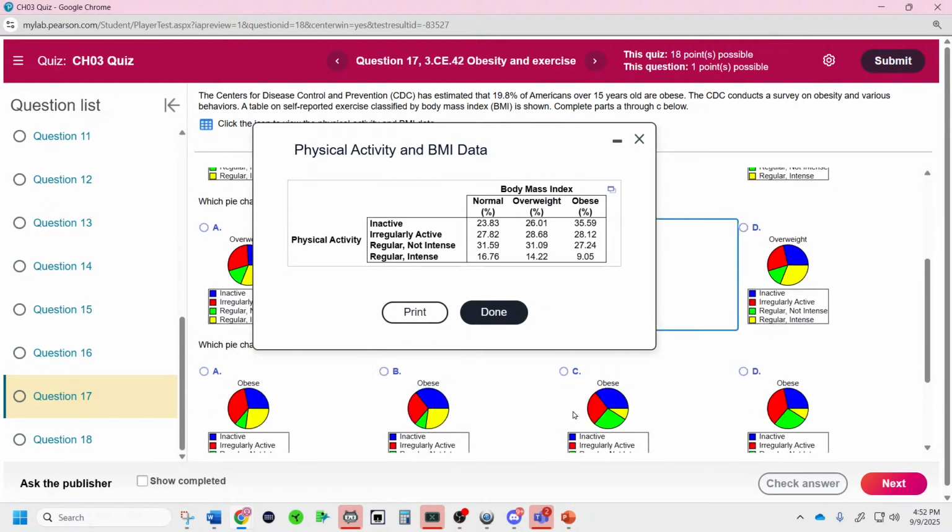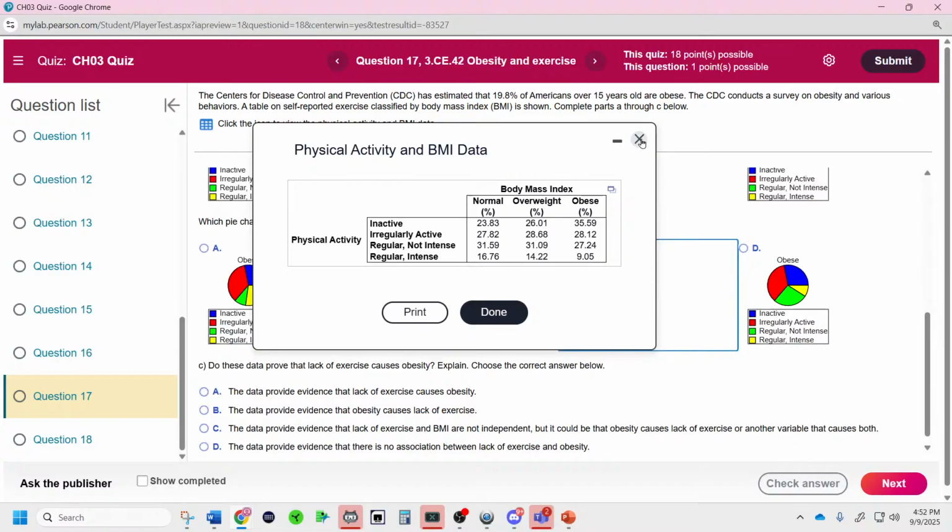A little tricky. And the last one right here is going to be the obese. Once again, the yellow is the smallest, because yellow is regular intense, which is the smallest. So we've narrowed it down to these 2 right here. And now we have to think, okay, the blue is going to be the inactive. Oh my gosh, 35%. See, that's a little bit more than a quarter, and that's way more than a quarter over here. And then the green and the red should be almost similar, which is the 2 middle ones, right? And they are very similar, the 28 and 27. So we should have it.